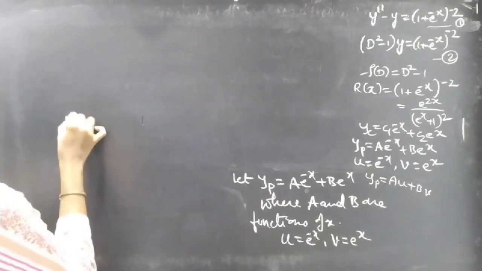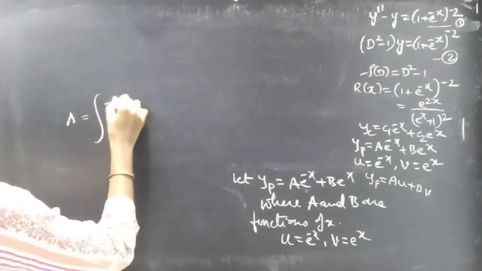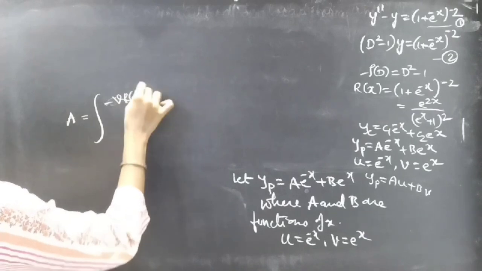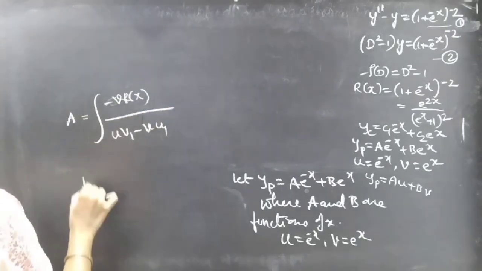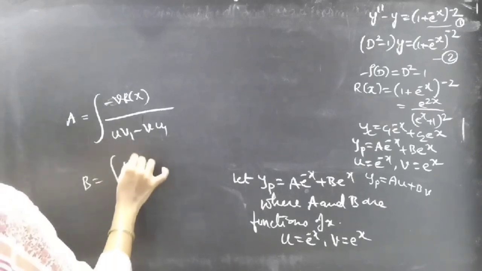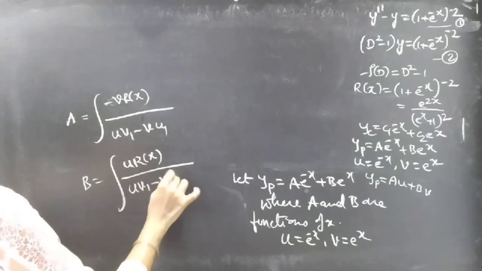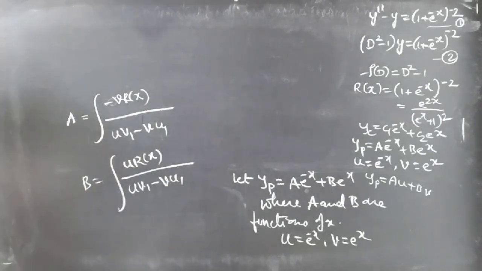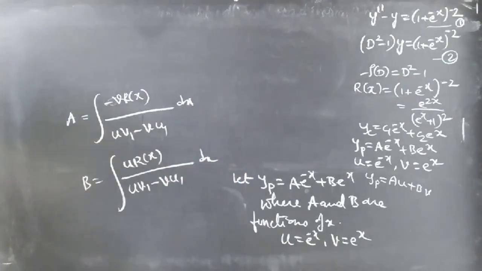We'll find a and b using a equal to integral of minus v into r of x by uv1 minus vu1, and b is given by integral of u into r of x by uv1 minus vu1. If you notice, you're having uv1 minus vu1 in both the formulas, so let's begin with uv1 minus vu1. Later we'll find a, b, yp and the general solution.